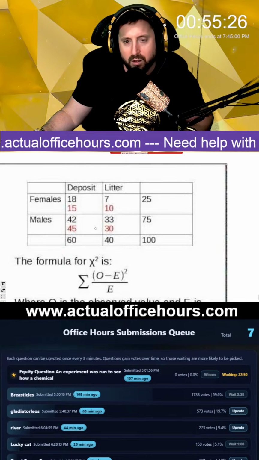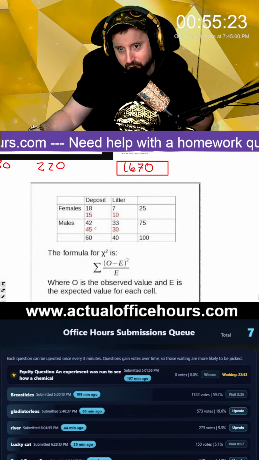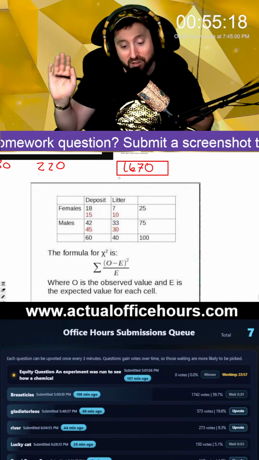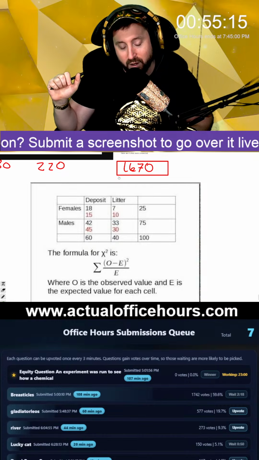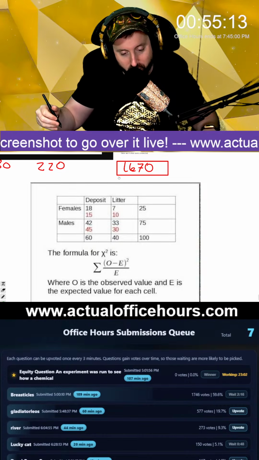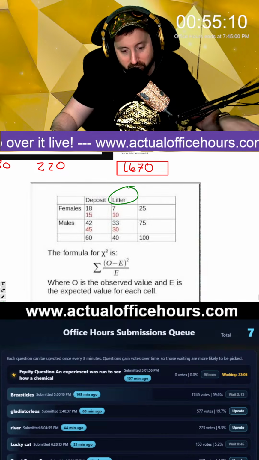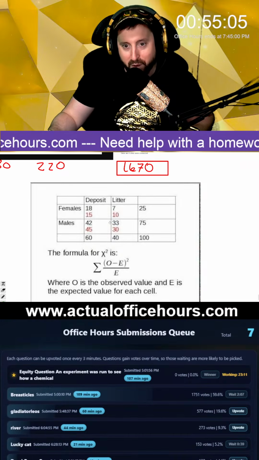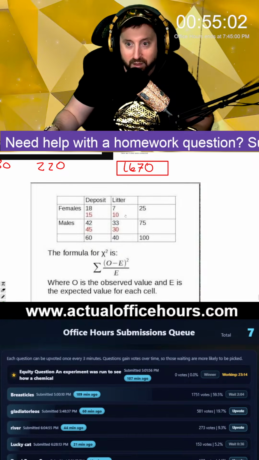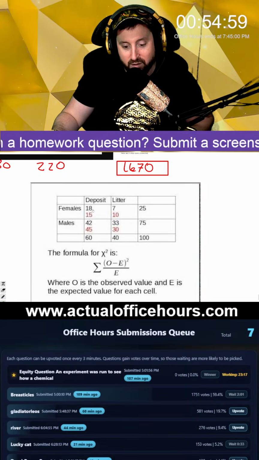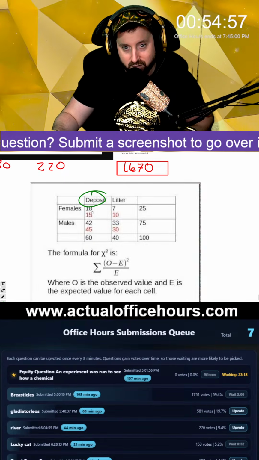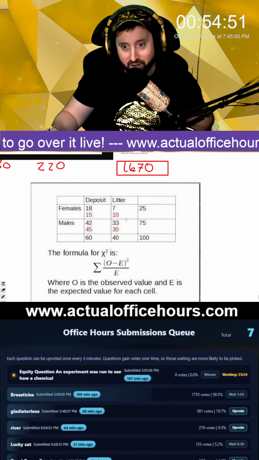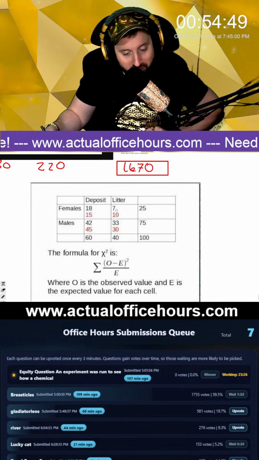Okay, so this was another example here. Deposit and litter. You know what this is probably doing? You're observing whether people put stuff in the trash like actual humans should, or whether they just litter. And then they look at whether they're males or females, and then they put them in the boxes. So during a time period, they would notice 18 women deposited the trash and 7 of them littered. 42 men deposited and 33 littered. So men not doing a good job here.